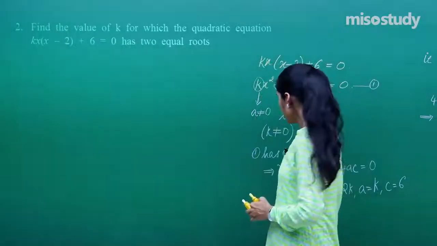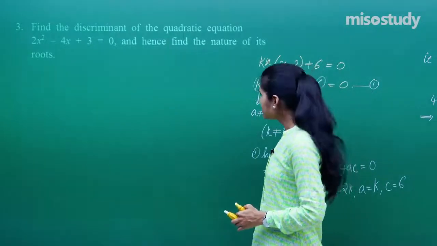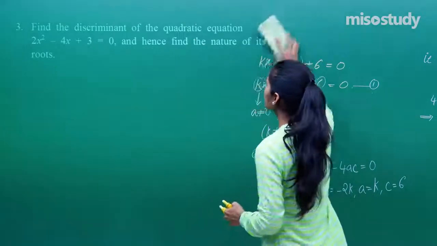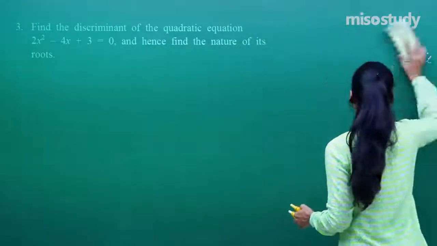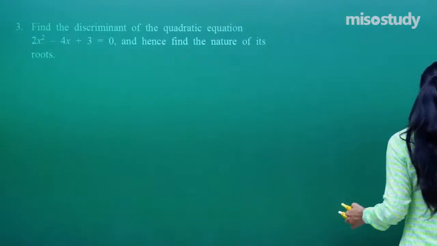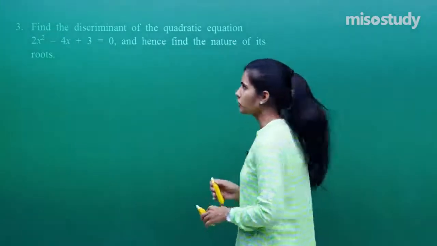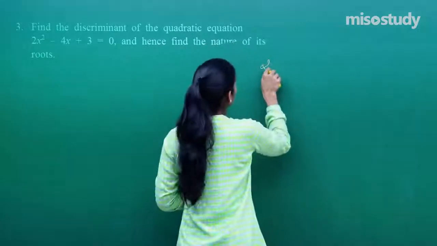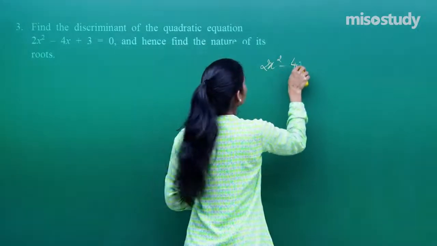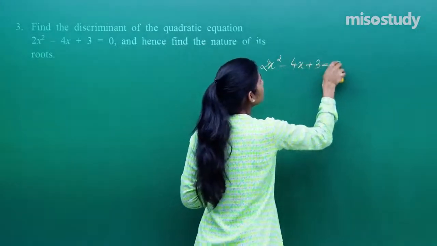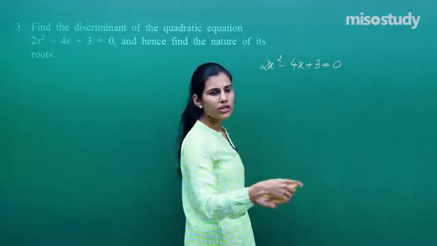Okay? Moving to the next question, we have: find the discriminant of the quadratic equation given to you and hence find the nature of its roots. So you know how the discriminant actually gives you detailed information about the nature of the roots of a quadratic equation. If you have 2x square minus 4x plus 3 equals 0, this is the quadratic equation. Compare it with the general form.